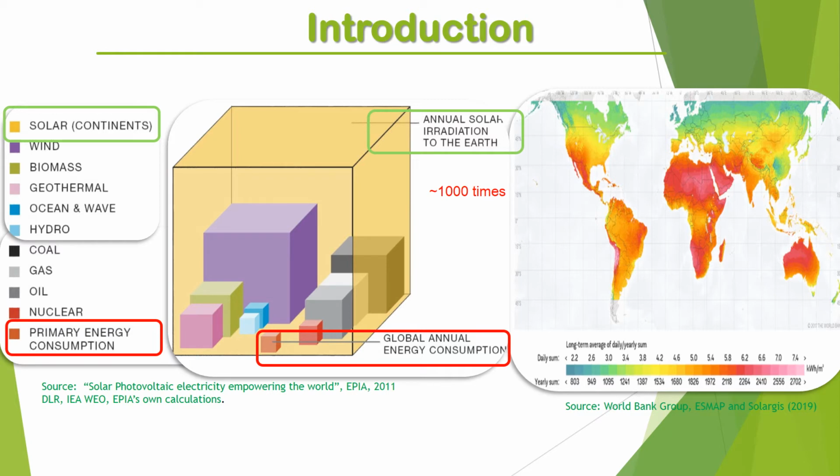We can see also the small cube is the global annual energy consumption in the world resources, of course, the nature, and the big yellow cube shows the annual solar energy radiation to the Earth. That means if we compare the volume of the big and the small cube, we can see there is 1,000 times difference between them. So what does it mean? That means we can utilize just 1% of the solar energy to replace all the other resources.